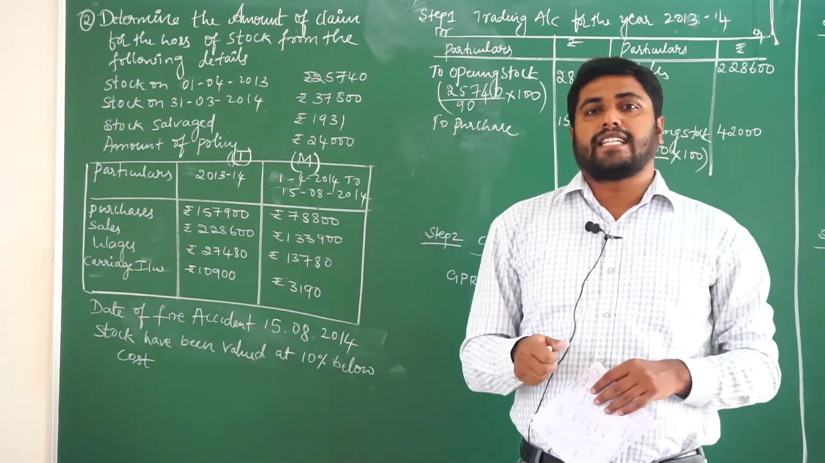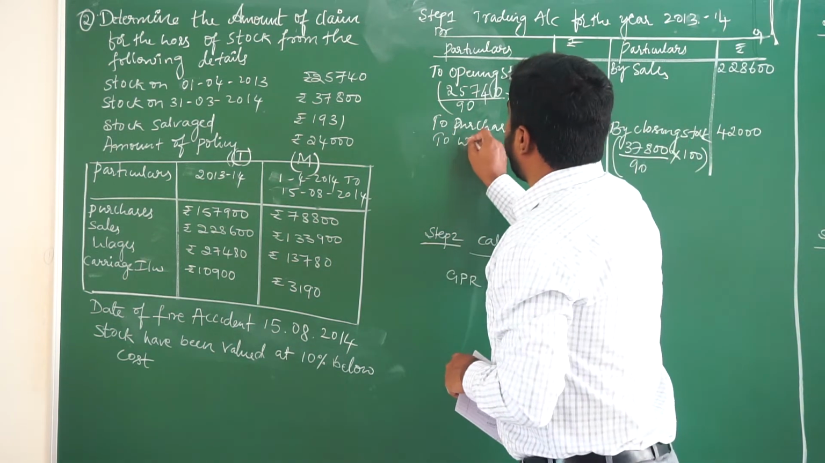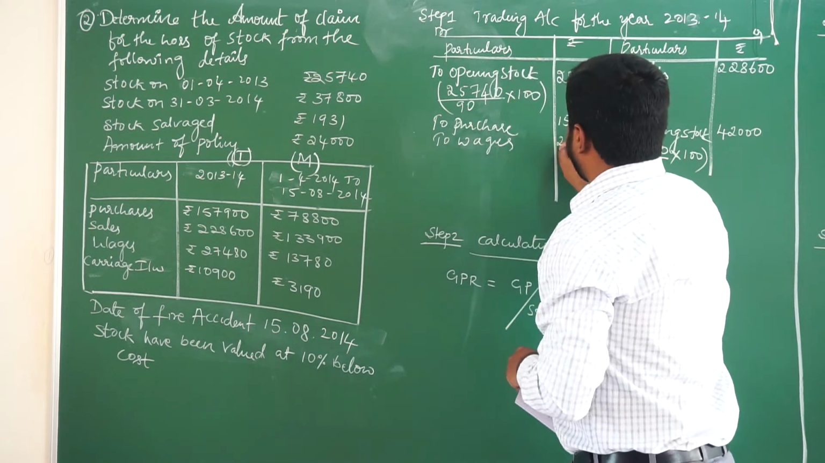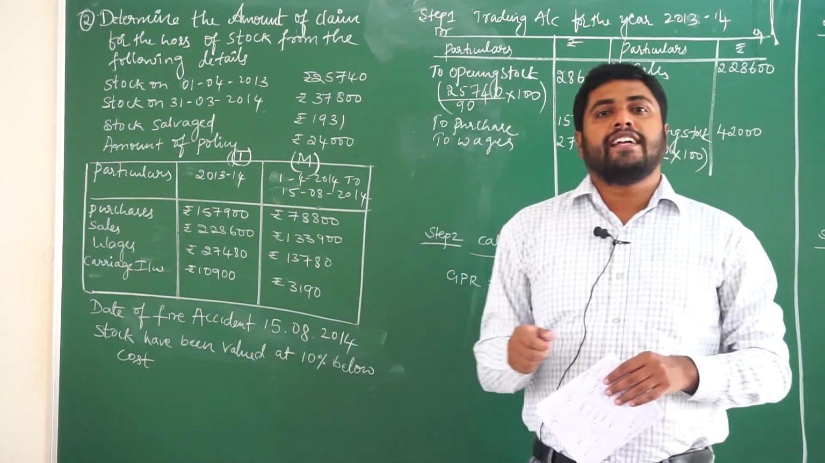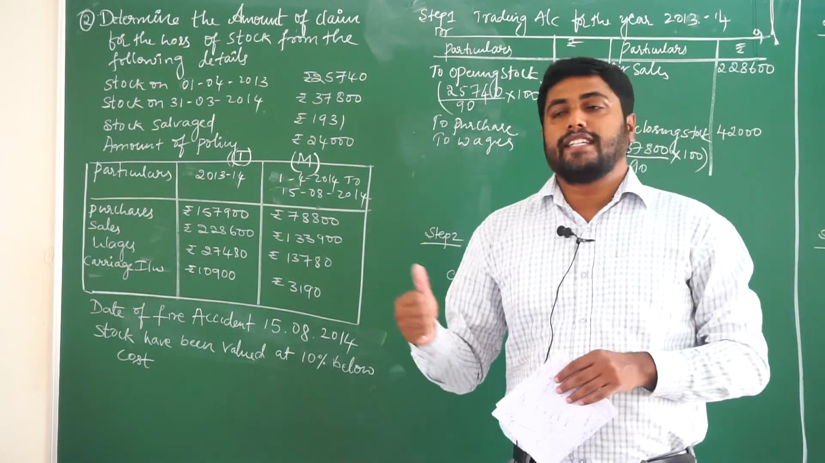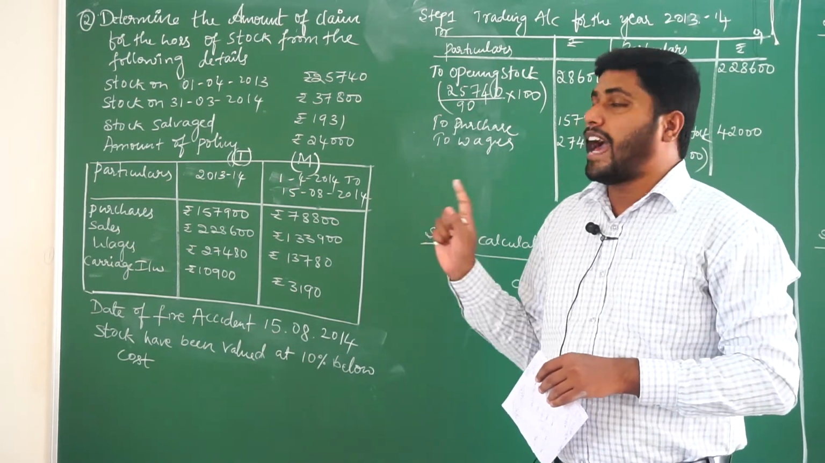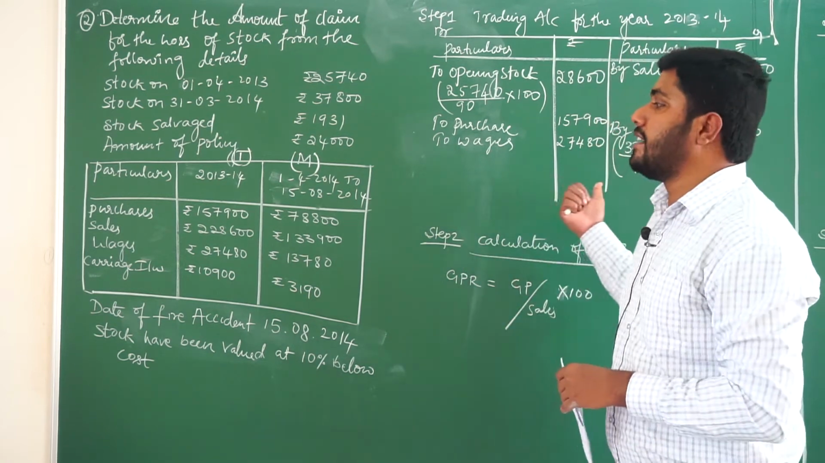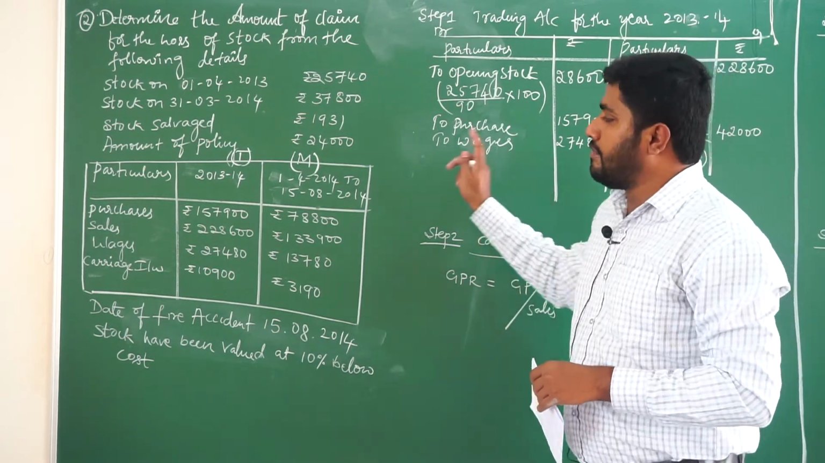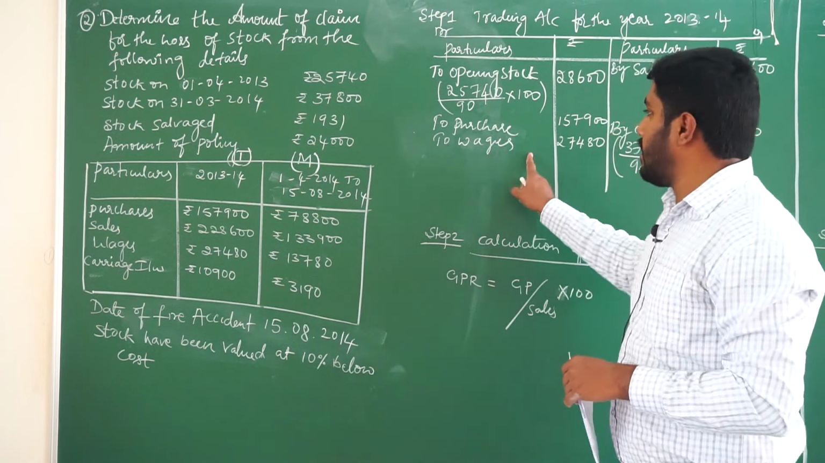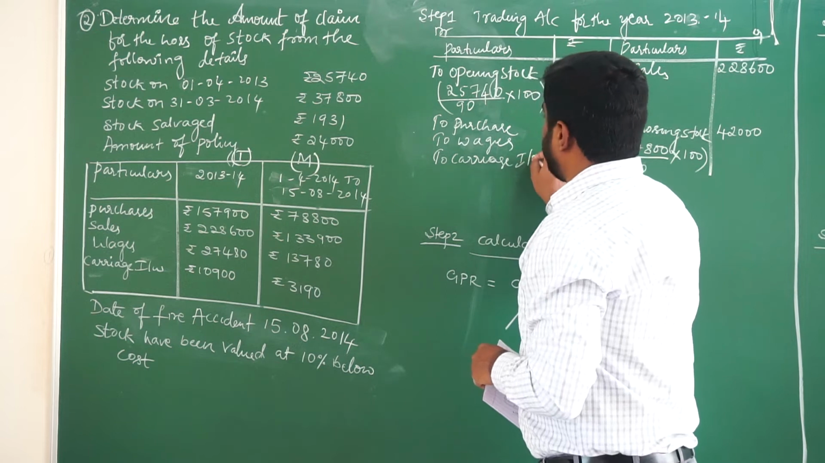Wages is a direct expense, and direct expenses should be debited in trading account. To wages, rupees 27,480. And the next one, carriage inward. Carriage inward is also a direct expense, meaning carriage is a transportation cost incurred at the time of purchase. If they had given carriage outward, that should not be reported in trading account, because carriage outward is an indirect expense. But they have given carriage inward, so that should be taken in trading account. To carriage inward. How much carriage inward?